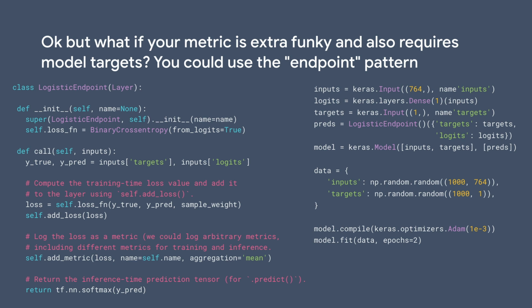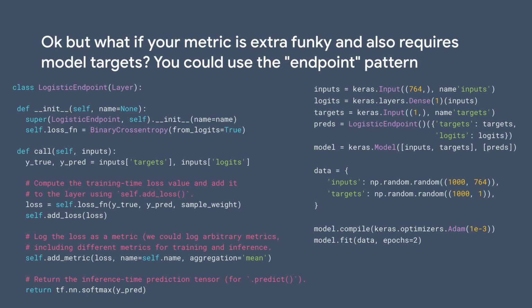Yeah, so when you instantiate this model like that, you say it starts from inputs and targets, it returns predictions, and when you fit it with a dictionary or a dataset that returns a dictionary, and you include the targets data in that dictionary, like this, right? And when you compile it, you are not going to specify any loss in compile because the loss is added entirely inside that endpoint layer. So you just specify the optimizer.